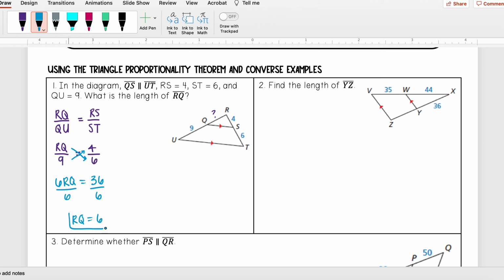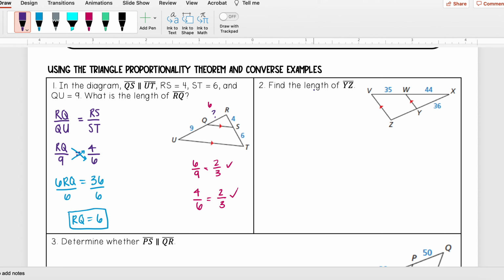And then if you ever want to check your work, you could go ahead and plug all those back in and make sure they equal each other. So this is 6 that we just found. So I have 6 over 9, which if I simplify that fraction ends up being 2/3. And my other one is 4 over 6, which when I simplify also equals 2/3. So I am good.